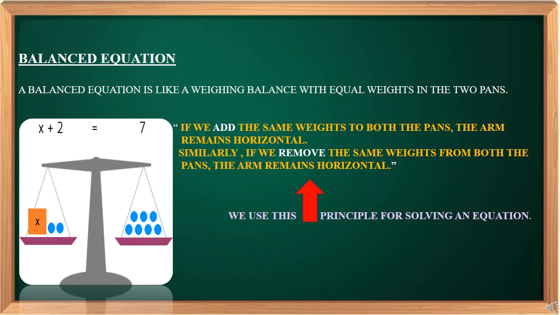If we add the same weights to both the pans, the arm remains horizontal. Similarly, if we remove the same weights from both the pans, the arm remains horizontal. We use this principle for solving an equation. Here, the balance is imaginary and numbers can be used as weights that can be physically balanced against each other. This is the real purpose in presenting the principle.